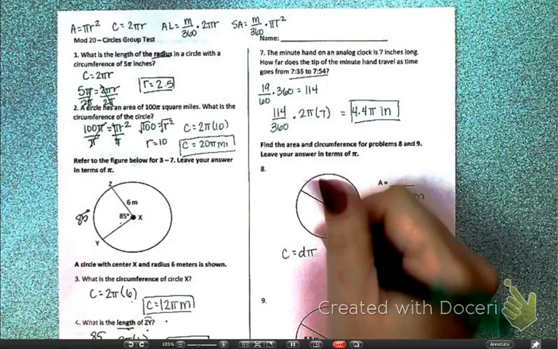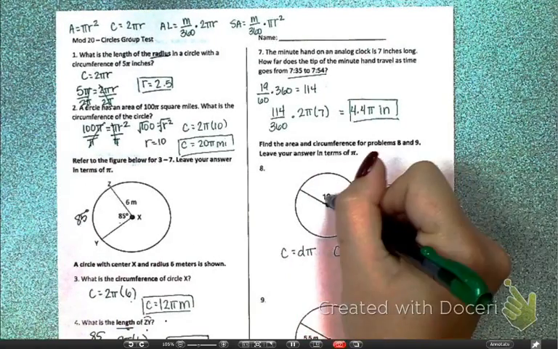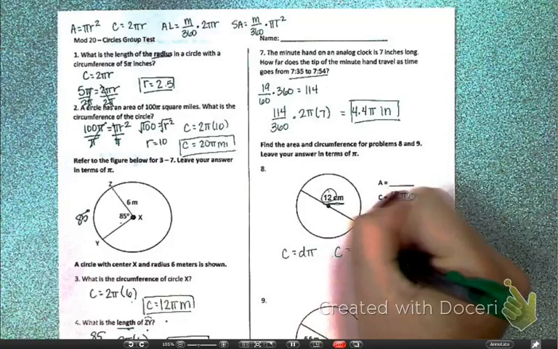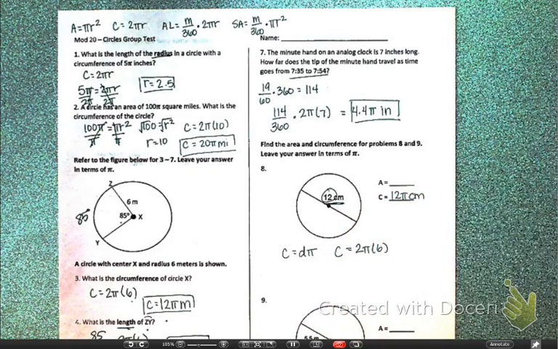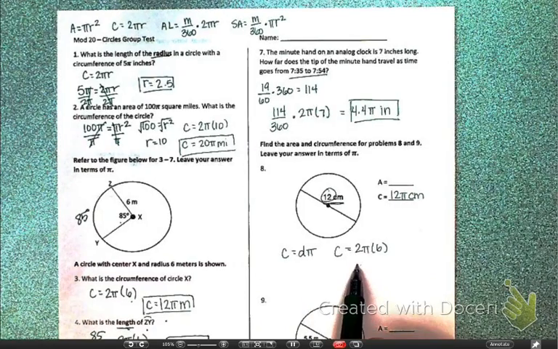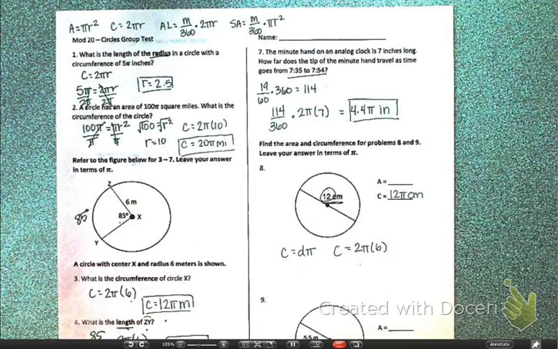If you use 2 pi r, you would have to divide that by 2. So 2 pi times 6, which still gives you 12 pi. So whatever formula you choose to use is fine. This one, when you're given the diameter, takes an extra step.